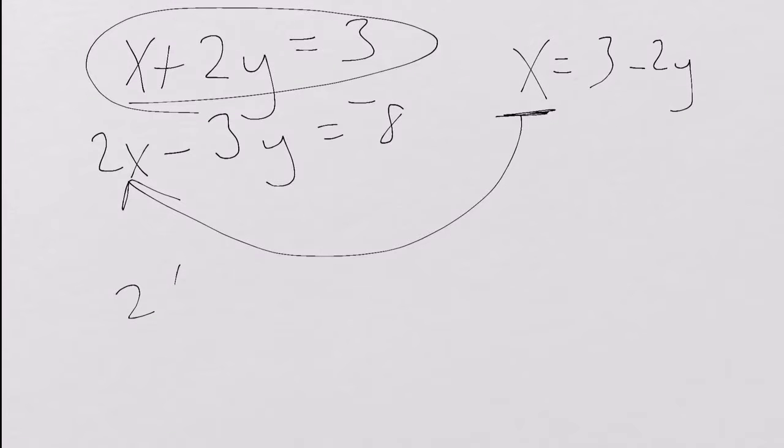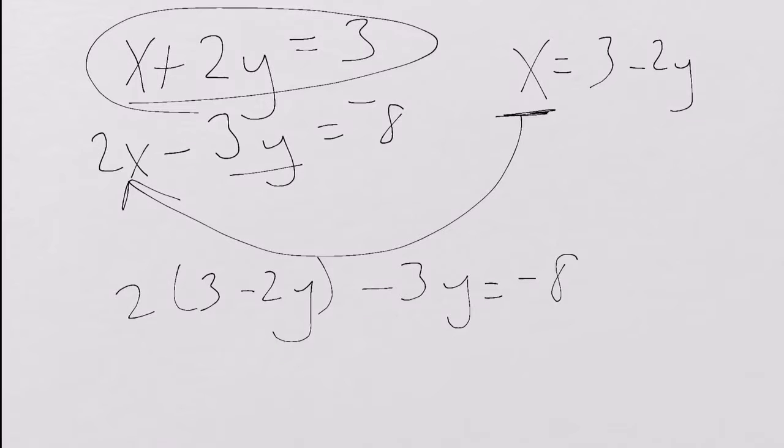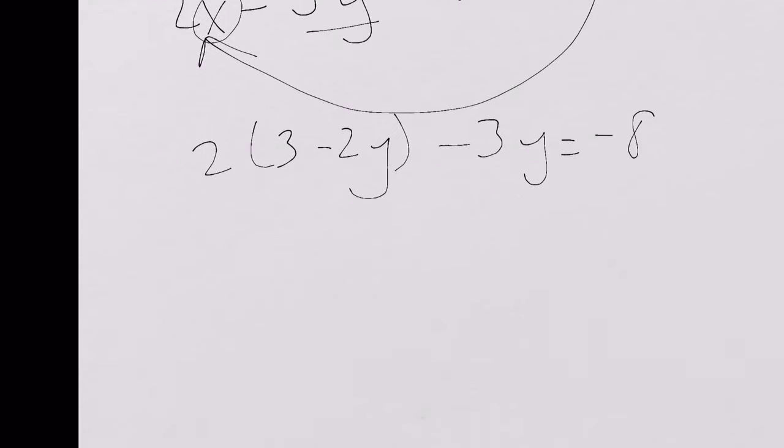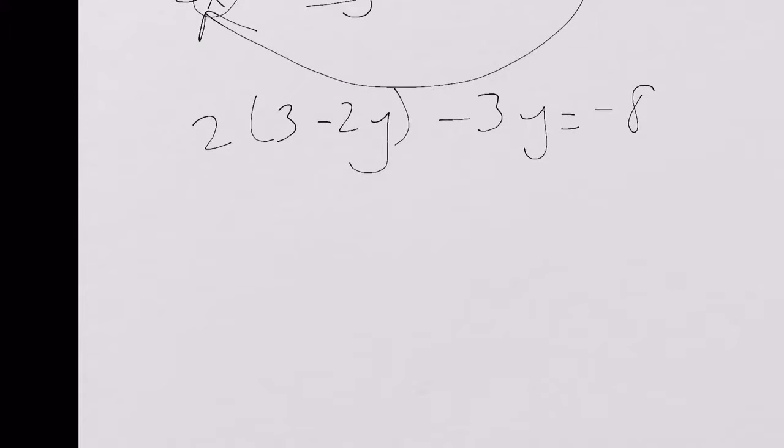So I have 2 times (3 minus 2y) minus 3y equals negative 8. I just substituted 3 minus 2y for that x. And so now I have one variable, and if I have one variable, that's a lot easier to solve. So 6 minus 4y minus 3y equals negative 8.